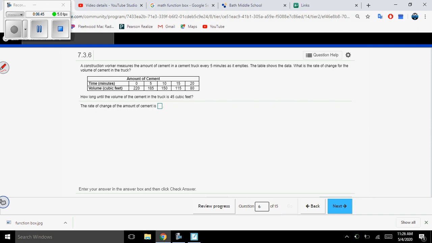So if we take a look at this, we could identify with the fact that we have 115 minus 80, and we have 15 minus 20. So if we looked at that, that would be what? 35 over negative 5. And so if we have 35 over negative 5, we're looking at what? Negative 7, representing the rate of change here. Negative 7.